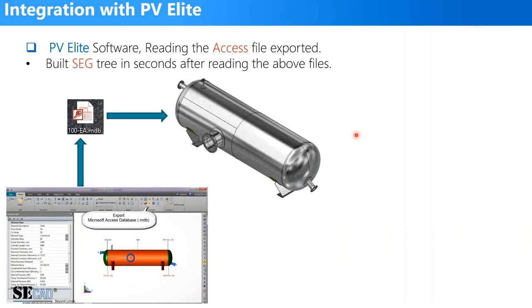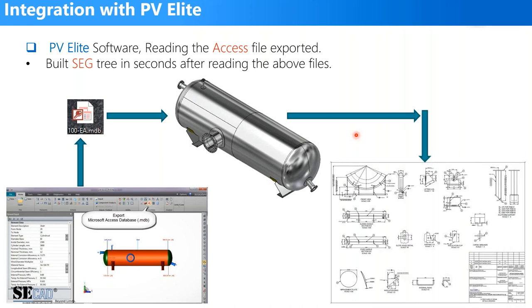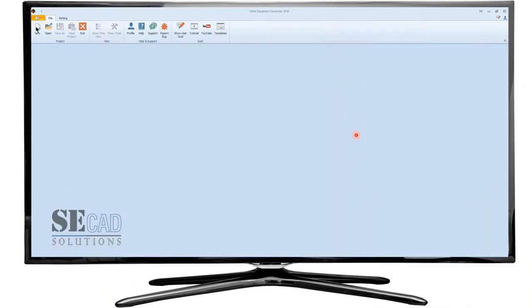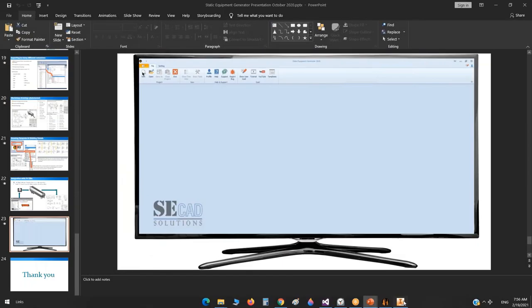Okay, we will use SEG software to generate the 3D model of equipment. After that, generating the general arrangement drawing and the detailed drawings for this equipment. Okay, and that's a small video for that. And now let's check the model of the equipment.